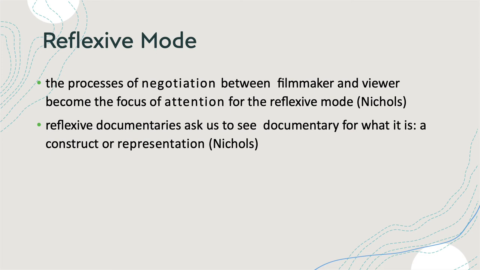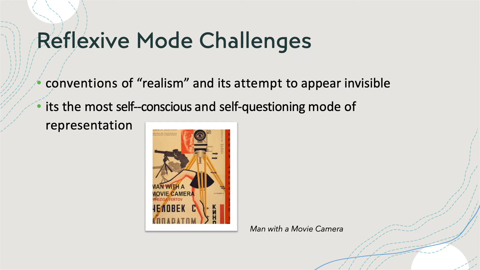Reflexive mode. The processes of negotiation between the filmmaker and viewer become the focus of attention for the reflexive mode. Reflexive documentaries ask us to see the documentary for what it is, a construction or representation. Reflexive mode challenges conventions of realism and its attempt to appear invisible. It's the most self-conscious and self-questioning mode of representation, and the example used here is Man with the Movie Camera.